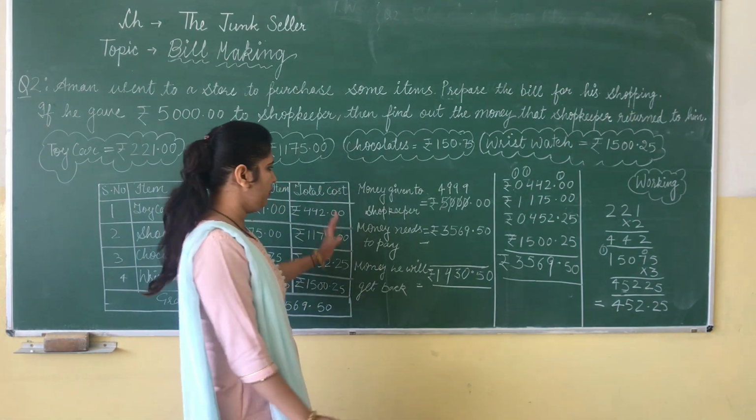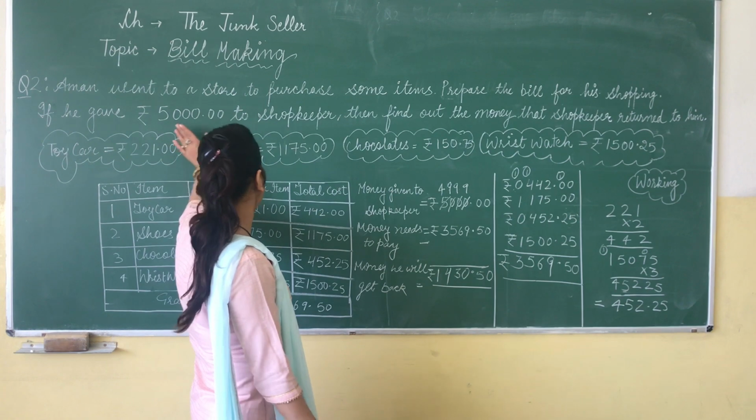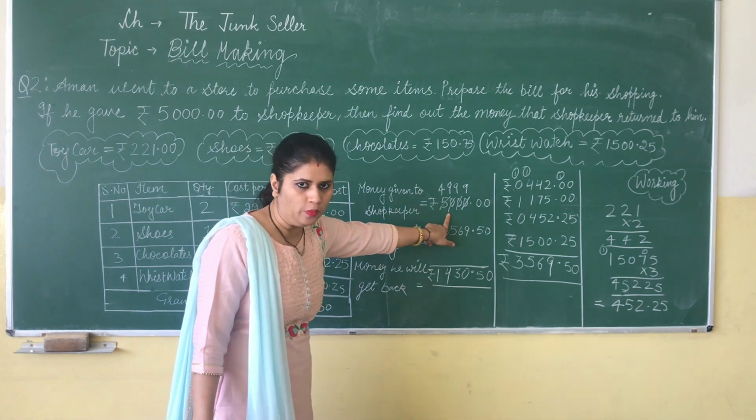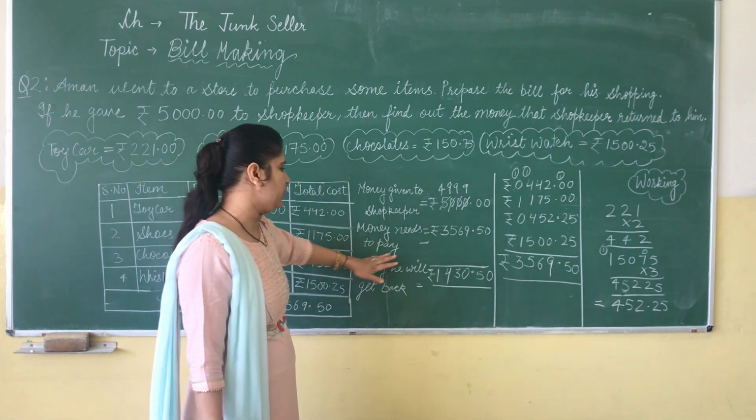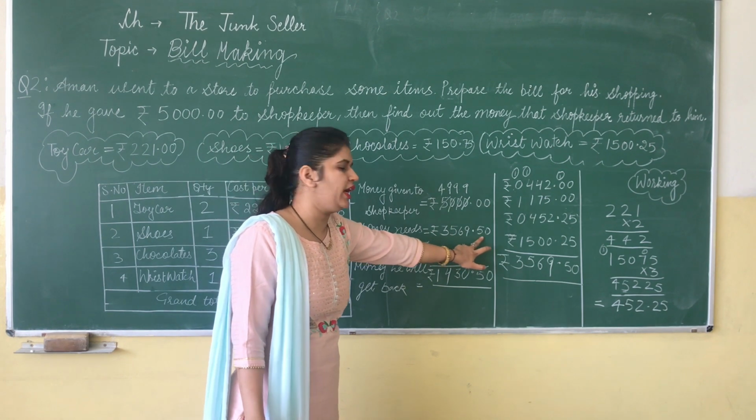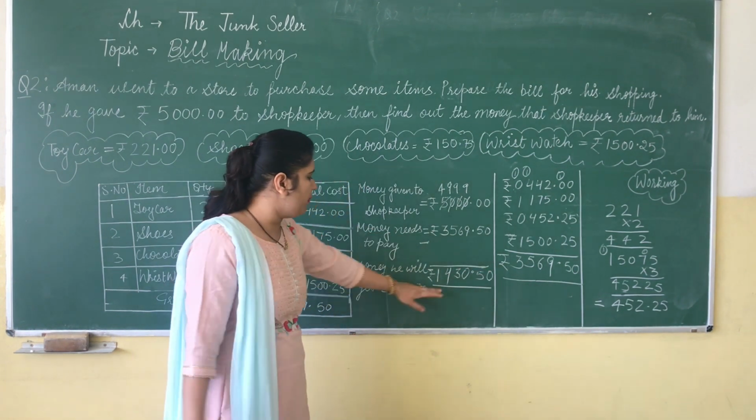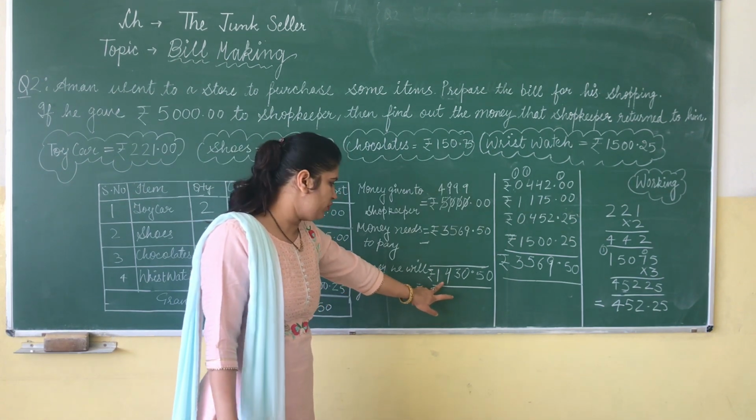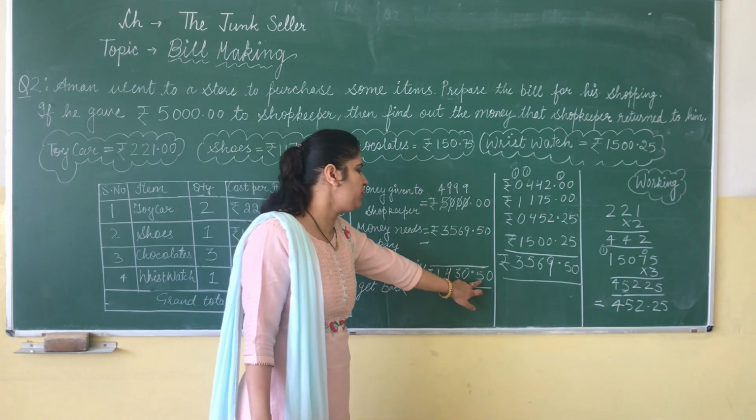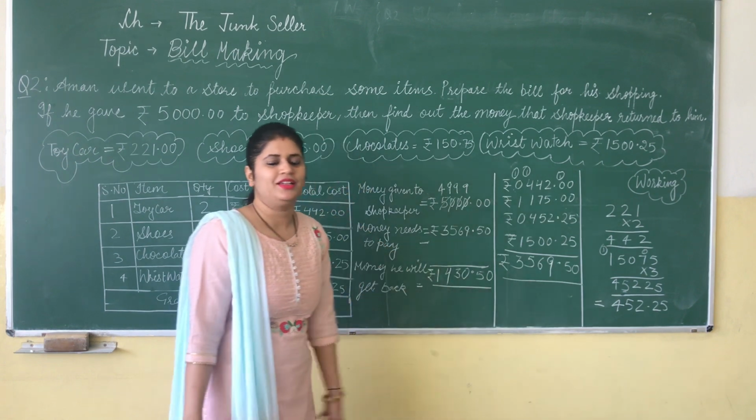Understood? I'll repeat it again. He has given 5,000 rupees to the shopkeeper, but he has spent 3,569 rupees 50 paise on all the items. So this amount he will get back, that is 1,430 rupees 50 paise.